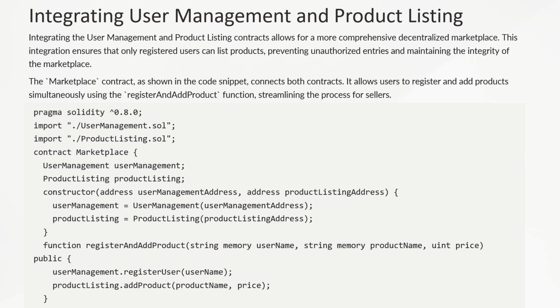It calls the register user function from the user management contract to register a new user with the provided username. Then it calls the add product function from the product listing contract to add a new product with the provided product name and price. This integration streamlines the process for sellers, allowing them to register and add products simultaneously, enhancing the user experience within the decentralized marketplace. In summary, the marketplace contract acts as a bridge between user management and product listing, enabling a cohesive and efficient marketplace experience for users interacting with integrated contracts.